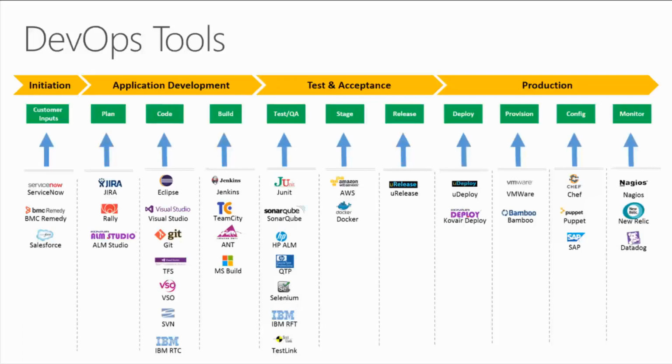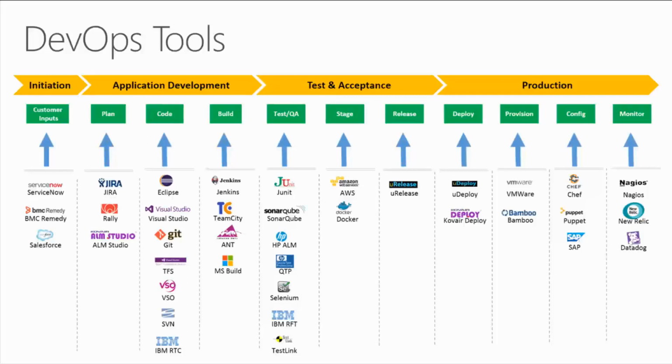For example, under plan, you can use Jira, Rally, ALM Studio, and others. For code, you can use Eclipse, Visual Studio, Git, and so on. Under build, you can use Jenkins, MS Build. For test and acceptance phase or section, within the test QA phase, you can use HP, Selenium, TestLink, and so on. And once again, you can take a look at each one of these tools.